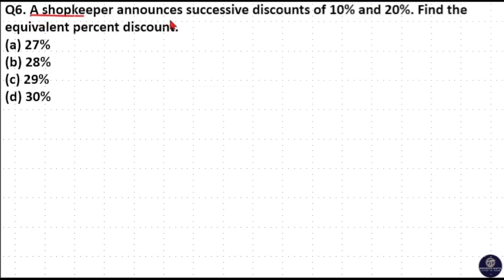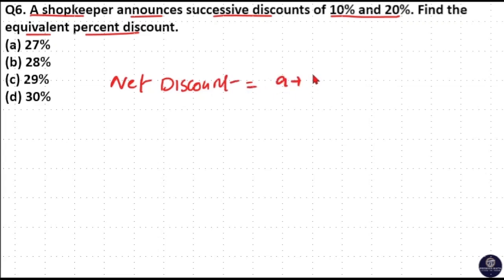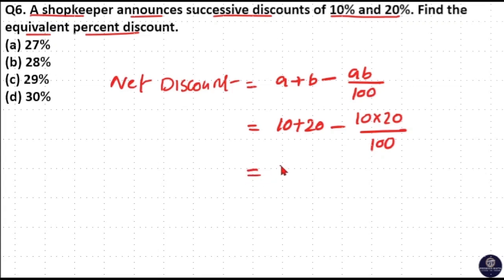A shopkeeper announces successive discounts of 10% and 20%. Find the equivalent percentage discount. Here, the net discount formula is A plus B minus AB by 100. That means if you take A and B as 10% and 20%, then this will be 10 plus 20 minus 10 into 20 divided by 100, which is equal to 30 minus 2, 28%. So option B is your answer.